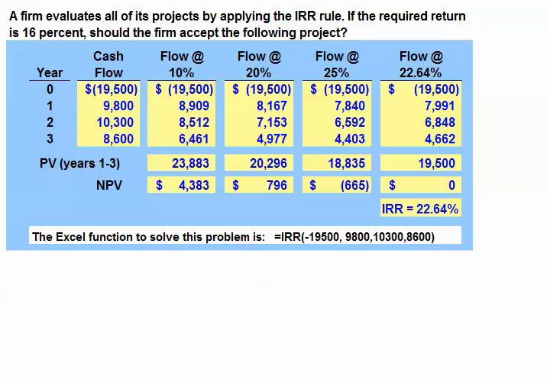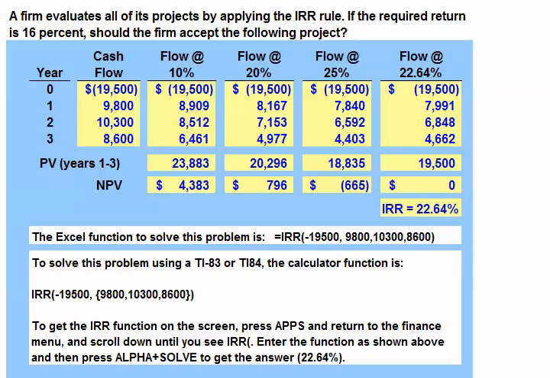A second way of calculating this is using the Excel function equals IRR. We would type in equals IRR and then the cash flows at time 0, 1, 2, and 3. Alternatively, we could enter cell references that contained those cash flows, and we would get the same internal rate of return of 22.64%.